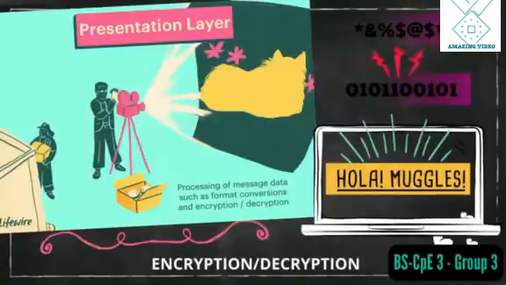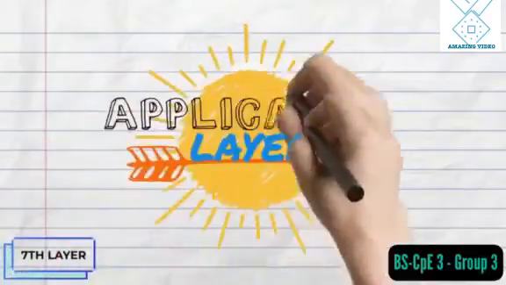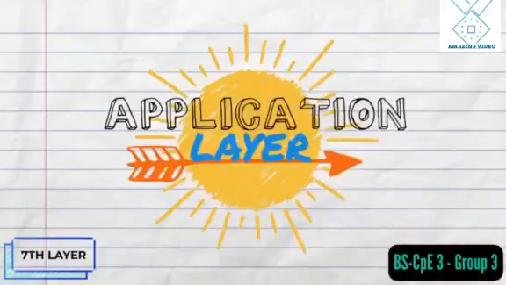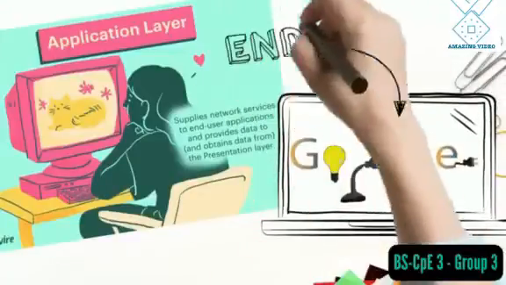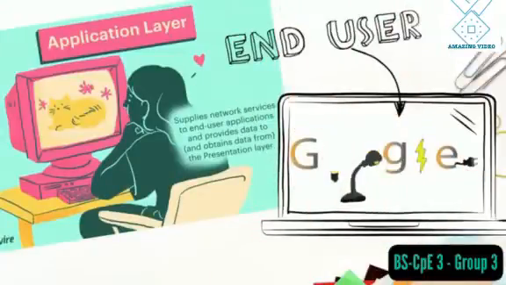And the seventh layer is the application layer. The application layer supplies network services to end-user applications. It only means that this layer is where applications are displayed to the end user.